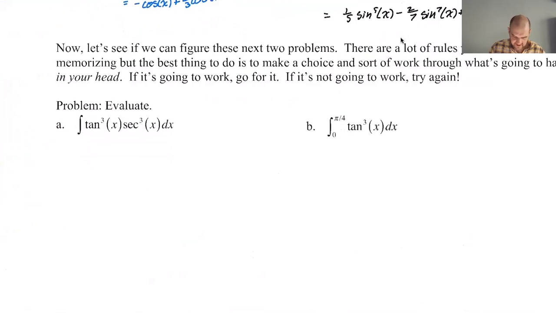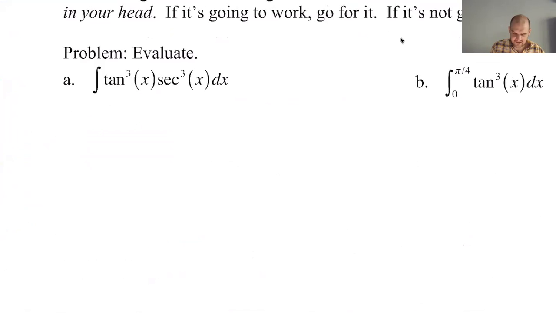So let's see if we can do these. It says to test them in your head, which I do think you should do. But how are we going to know that we tested it in our head if I don't write it out here? So I'm going to write it out. In this problem, there's a tangent cubed and a secant cubed. So I'm thinking that either u is going to be tangent or u is going to be secant.